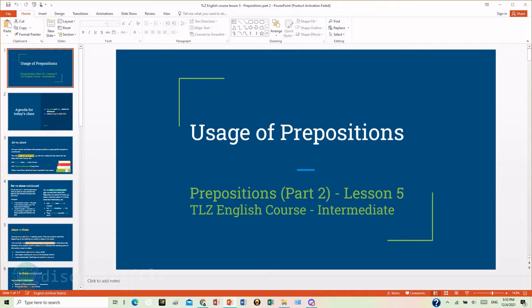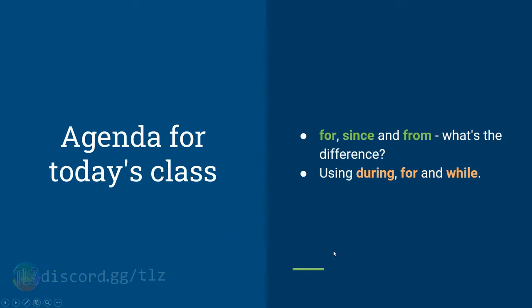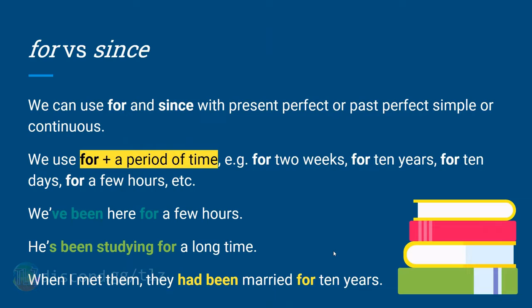This is the second part of the class on prepositions, and today we're going to be talking about usage of prepositions. So in today's class, we're going to discuss the difference between for, since, and from, and usage of during, for, and while. Now, for and since are prepositions that can be used with present perfect or past perfect simple or continuous tense.